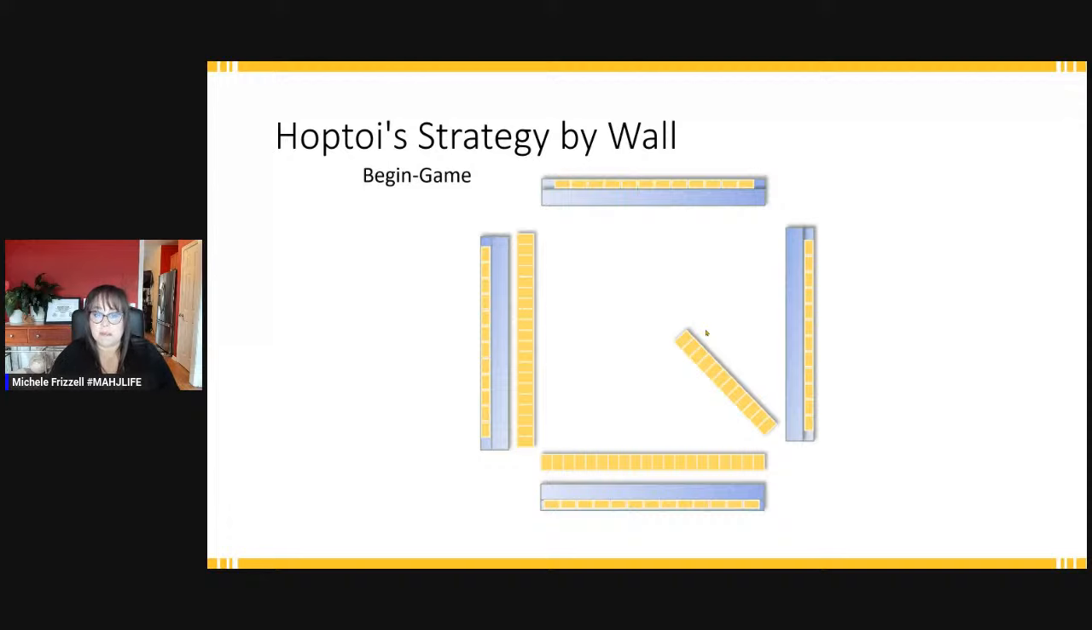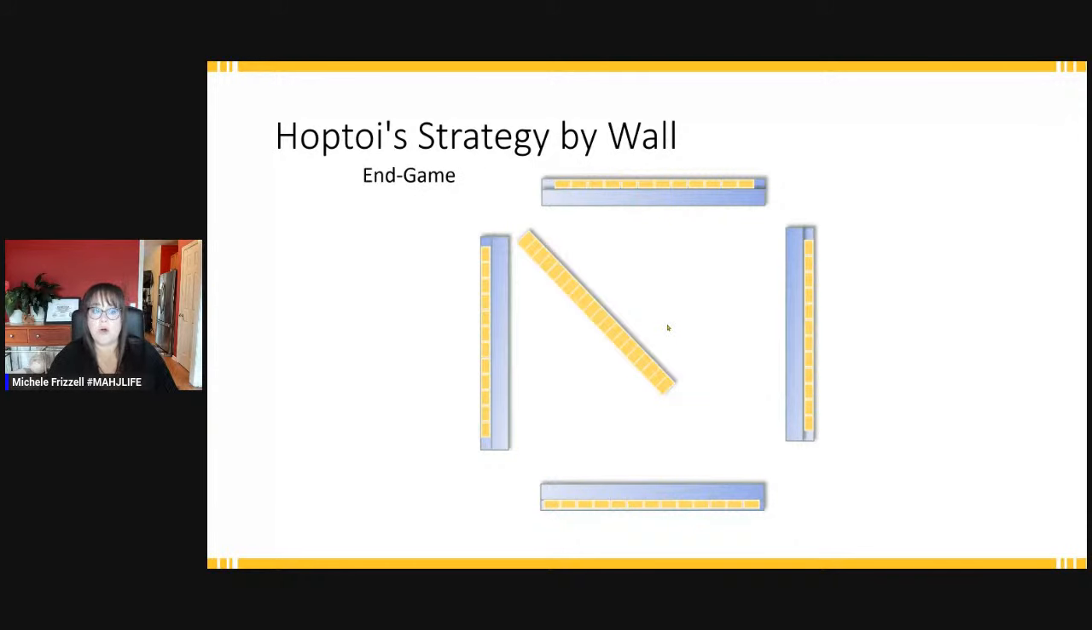The begin game is that second wall, the short wall. The middle game is the third wall. The fourth wall would be the end game. So we have a begin game being the second wall, middle game being the third wall, end game being the fourth wall. So everything we talk about is going to be based on the wall in play. It allows you to compartmentalize tactics and you can pace yourself in the game.